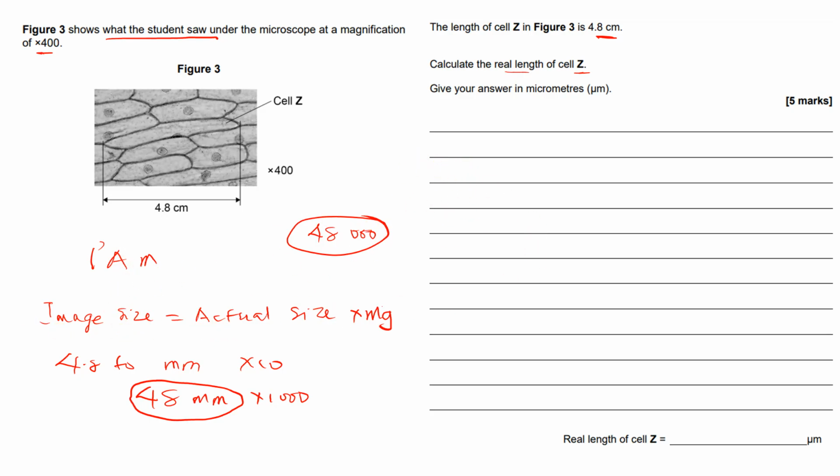So you need to convert the formula to make actual the subject. Your actual size will be equal to, if you divide both sides by magnification, image size over magnification. So your actual will be equal to 48,000 divided by 400. Once you use your calculator, you should be able to get your answer.